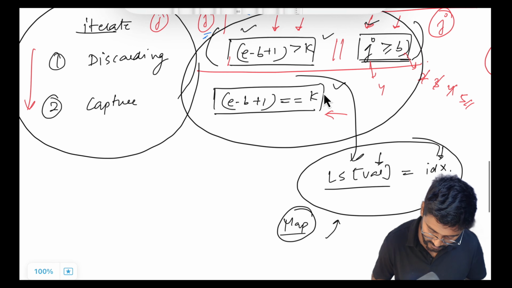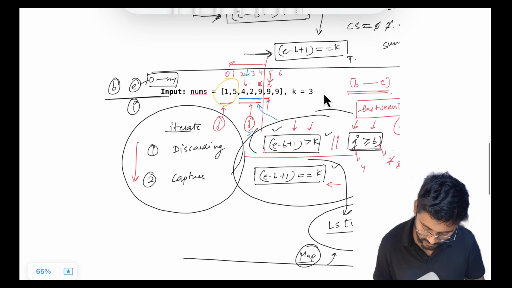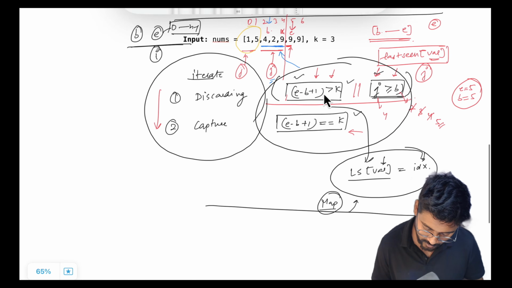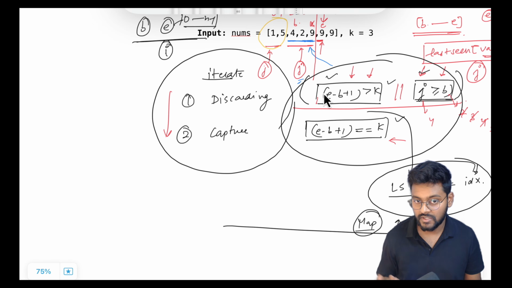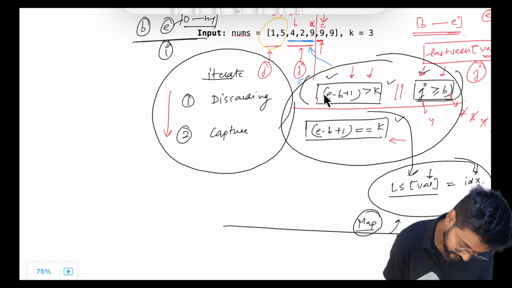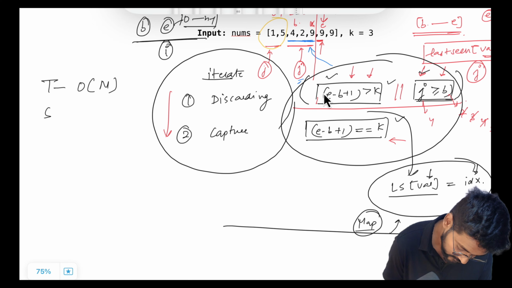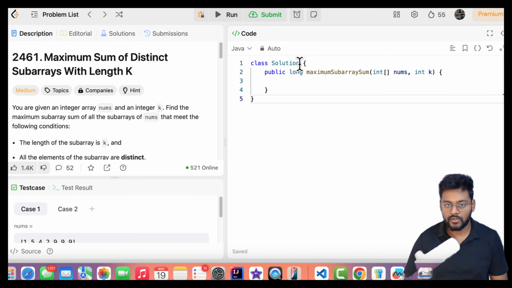Okay, so this much we have to do. And what is the time and space complexity? Even if we have duplicate elements or not, the time complexity is going to be order of n, because every window we are just shifting the window by 1. The time complexity is going to be order of n. What is the space complexity? Space complexity is also going to be order of n. Let's write down the code.